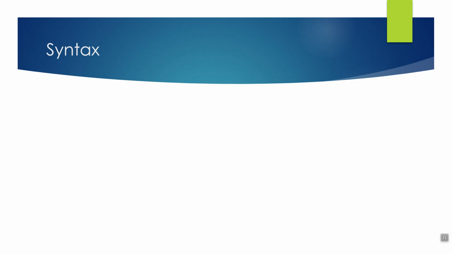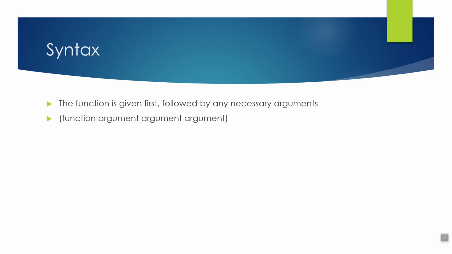Syntax. Syntax is the order in which you say things, and it doesn't necessarily make sense until you think about how AutoCAD thinks about things. So anytime you're writing a Lisp routine, the function is given first, followed by any necessary arguments. And I say necessary because there may be times when you can just give it a function and not give it any arguments. So your format here is open parentheses, function, and then argument, argument, argument, and then when you're done with however many arguments you need, close parentheses.